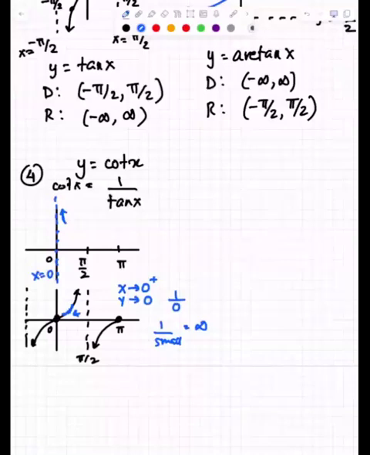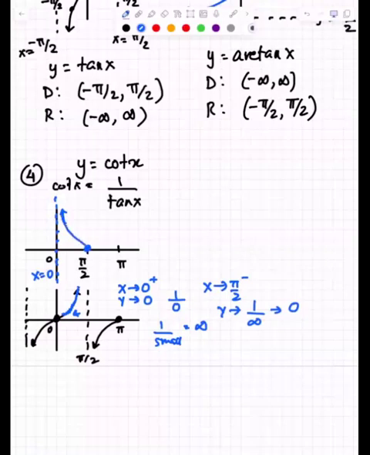Okay. Now x is headed towards pi over 2 from the left. What's y headed to? Well, it's 1 divided by bigger and bigger numbers, which is smaller and smaller numbers, and we are headed actually to 0. So at pi over 2, we're going to be at 0. Okay, so this is cotangent. And here you can see as x is approaching pi over 2 from the right-hand side, that's 1 divided by bigger and bigger, so that's going to 0.